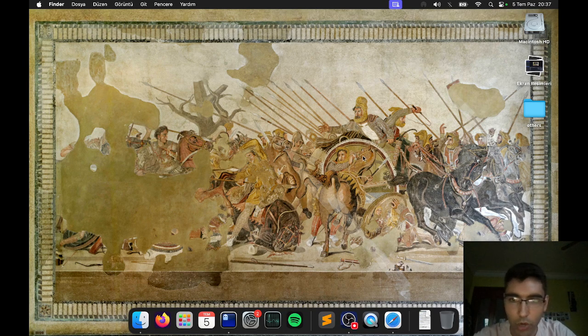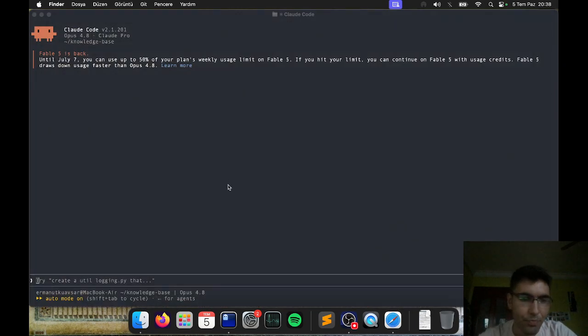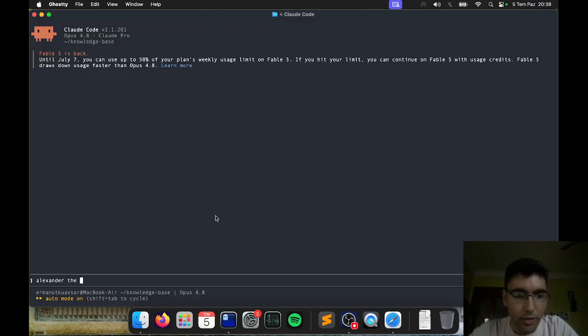Let's start with one of the mosaics I love, the Alexander the Great mosaic. You see it in the background of the screen. Let's see how we can learn interesting insights about this mosaic. It's quite simple. I just open Claude Code in my terminal and write some questions about it. So, the Alexander the Great mosaic.